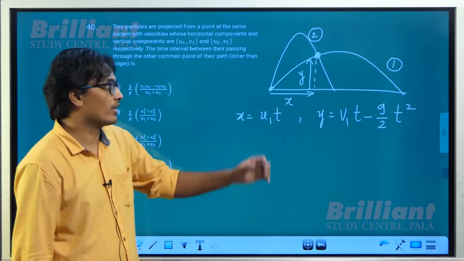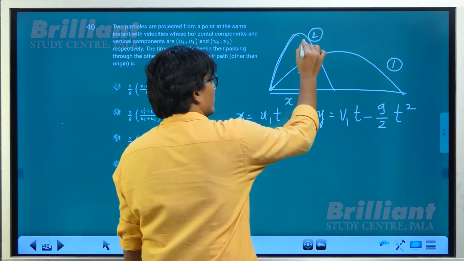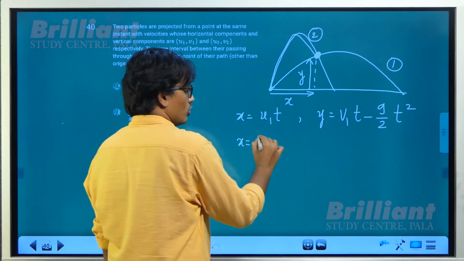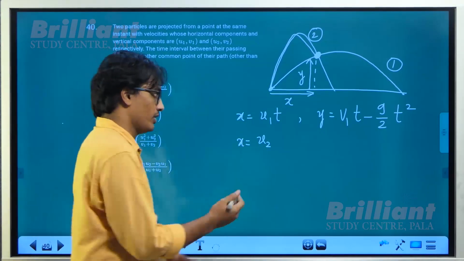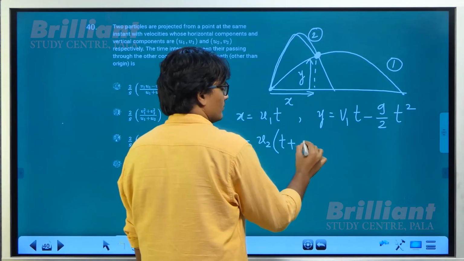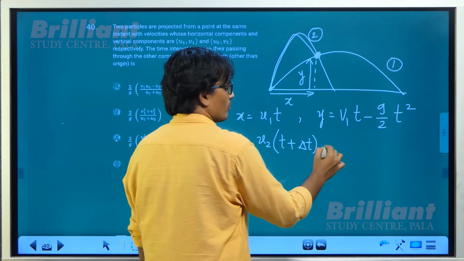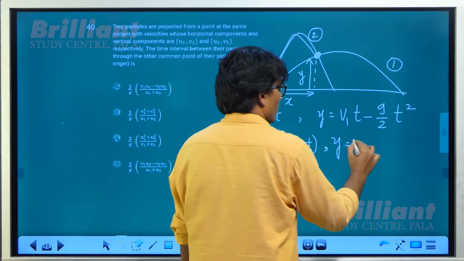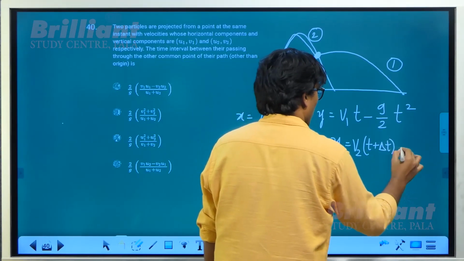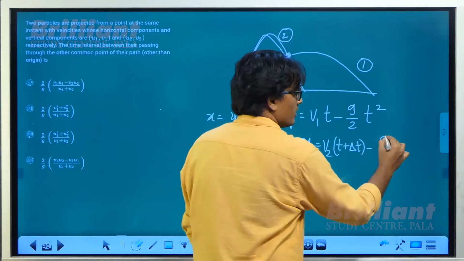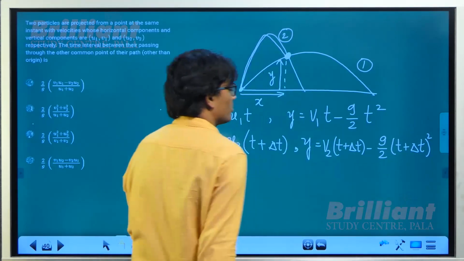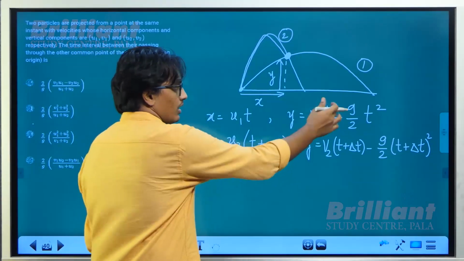Okay. Now for the second particle, this particle is at the same point, so displacement in the x direction will be the same. x is equal to u2 times the time, but the time is different. They want the time gap, so t plus some delta t, and y is equal to v2 into (t plus delta t) minus g by 2 into (t plus delta t) whole square. So we can equate x and we can equate y.